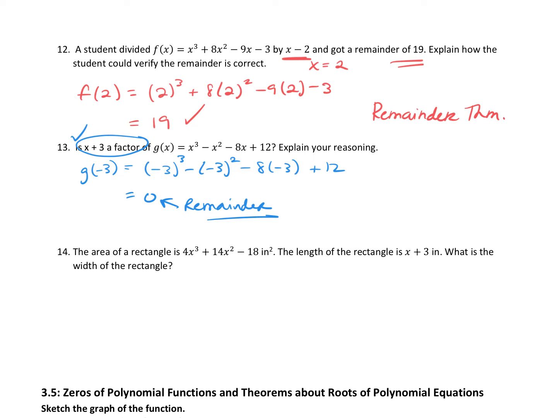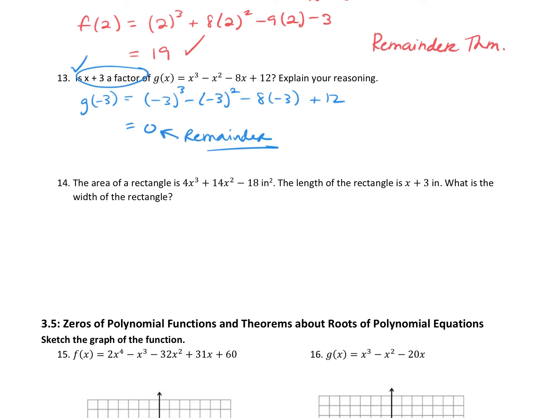All right, number 14. The area of a rectangle is 4x cubed plus 14x squared minus 18 inches squared. The length of the rectangle is x plus 3. What is the width of the rectangle? So we know that area is equal to length times width. So if we take the area that we are given and divide it by the length, the result will be the width. So we are going to do division here. We're dividing by an x plus 3, so we can do synthetic.